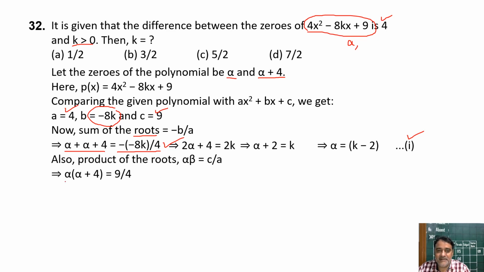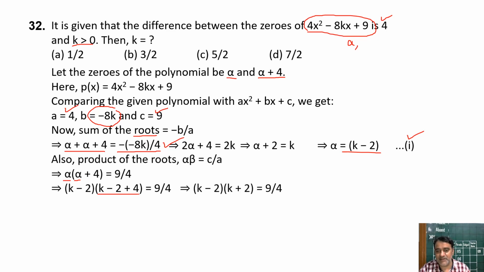Now we will substitute the value of alpha here, that is k minus 2. So we will get k minus 2 into k plus 2 is equal to 9 by 4. What is k minus 2 into k plus 2? K square minus 4. Very good. Now minus 4 you shift to this side, or we can multiply the denominator here, which is better. 4k square minus 16 is equal to 9.